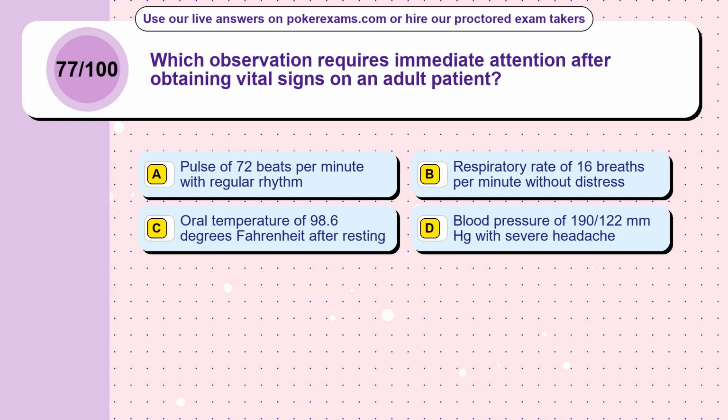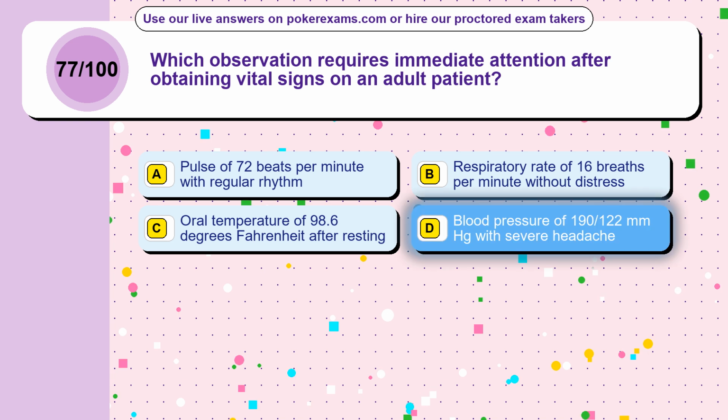Question 77. Which observation requires immediate attention after obtaining vital signs on an adult patient? Option A. Pulse of 72 beats per minute with regular rhythm. Option B. Respiratory rate of 16 breaths per minute without distress. Option C. Oral temperature of 98.6 degrees Fahrenheit after resting. Option D. Blood pressure of 190/122 mmHg with severe headache.